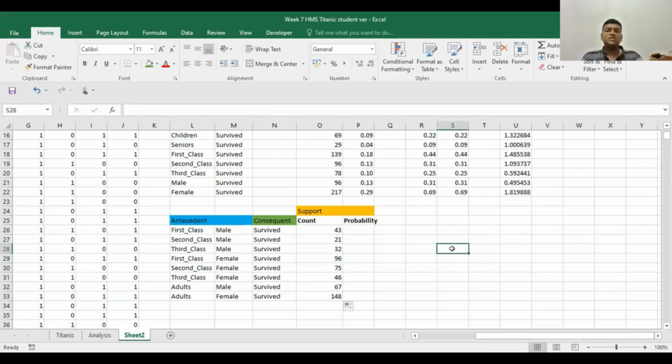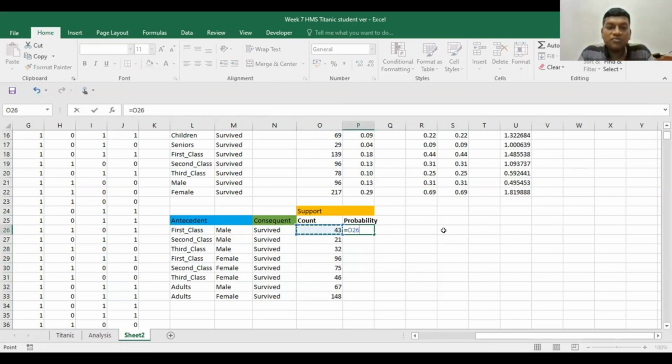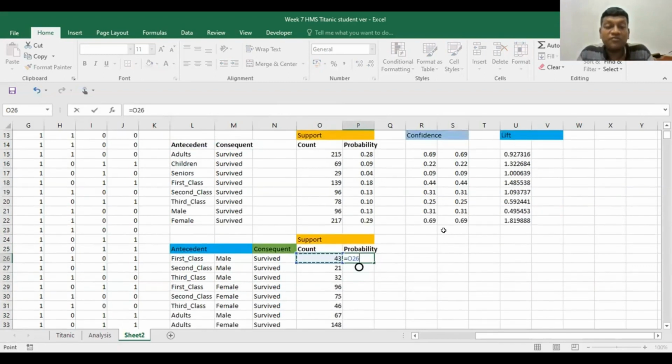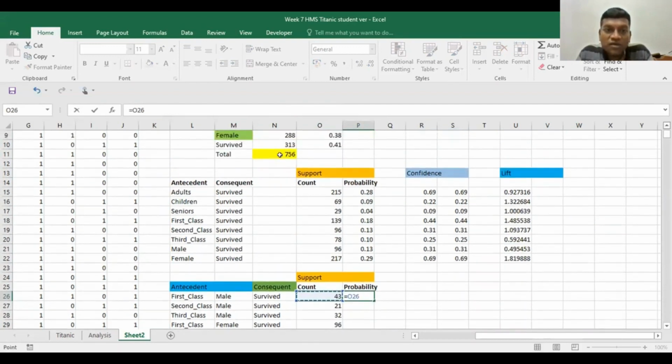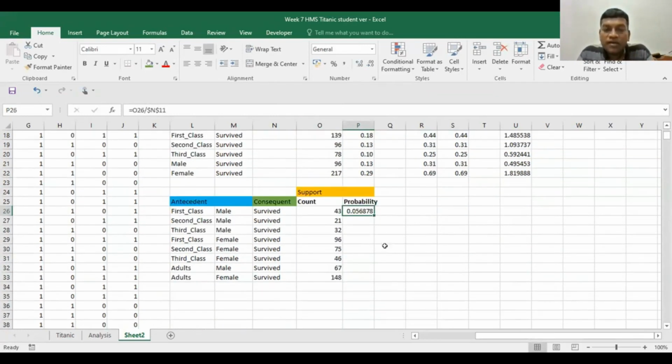I had different values. And the probability would be count divided by the number of passengers, sorry, not the number of survivors. So what is the number of passengers we have? Total is 756. This value here. And let me lock it, F4, and I have the requisite probability. I drag it down and there we have it. Okay, so for the revised antecedents and consequence, this is a support.